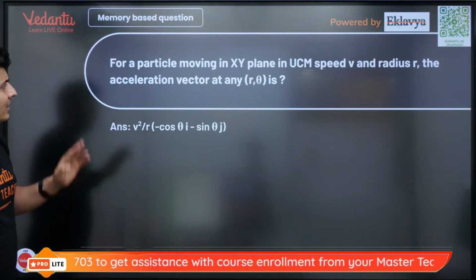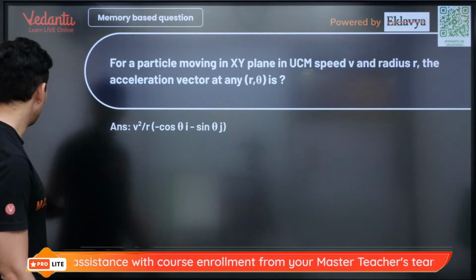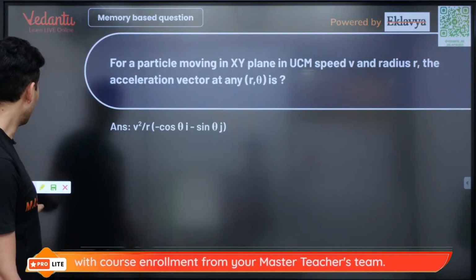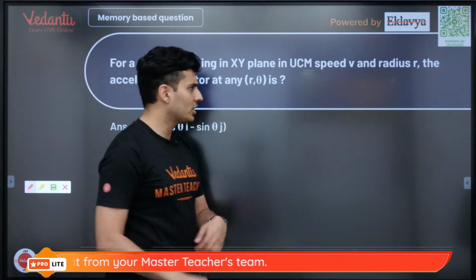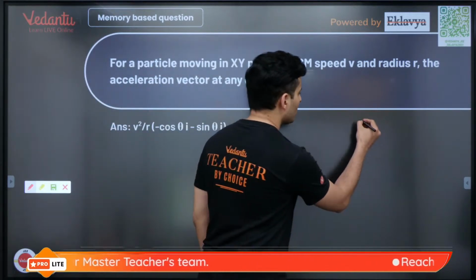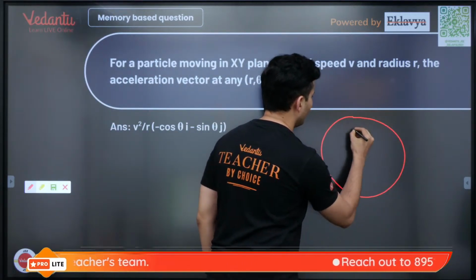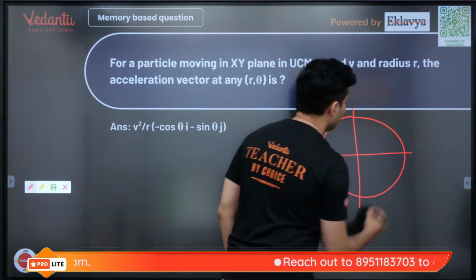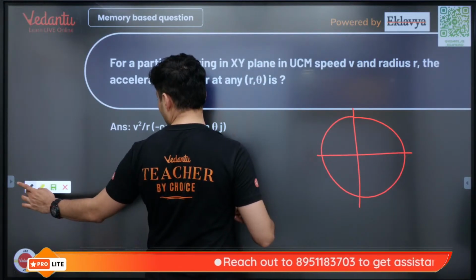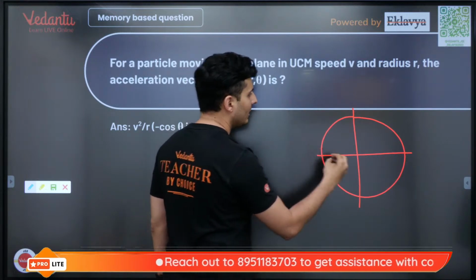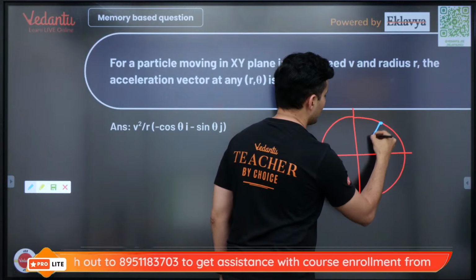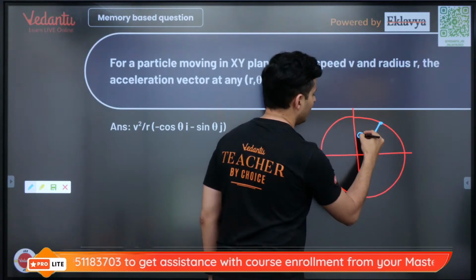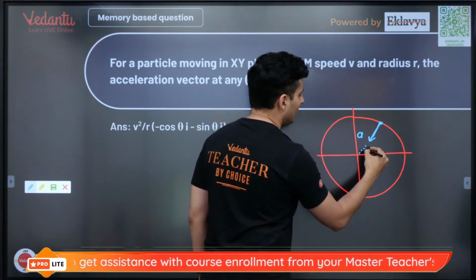For a particle moving in the XY plane in uniform circular motion with constant speed, what is the acceleration vector at any angular position theta and radius r? So this particle is going in a circular motion like this, and you have to find the acceleration vector at any given theta and r. If the particle is here, the acceleration is obviously directed towards the center like this.